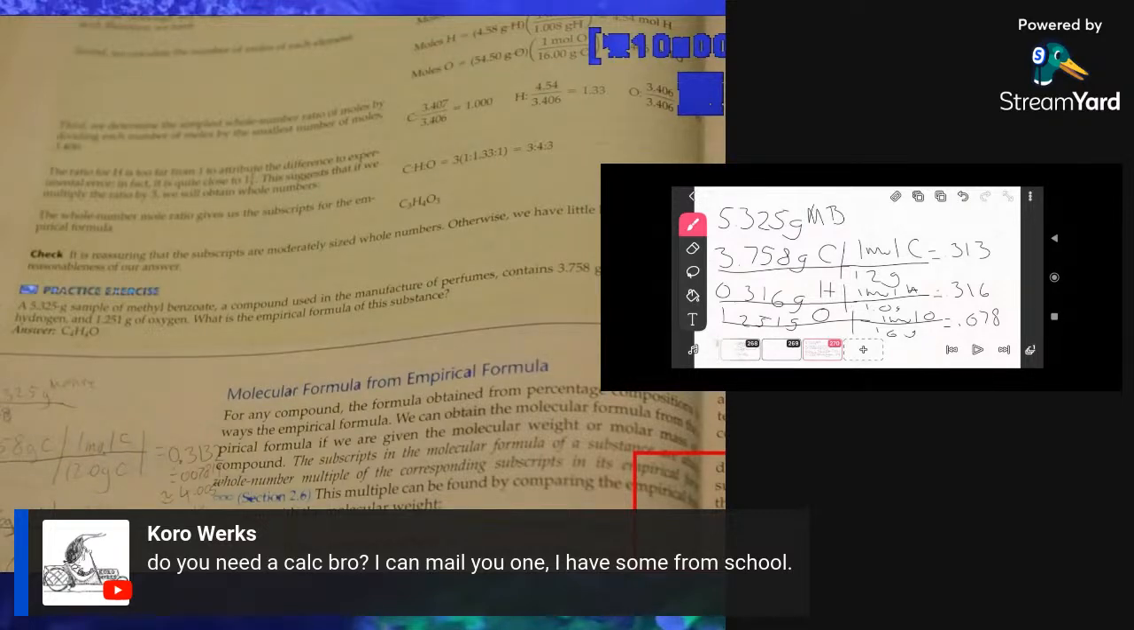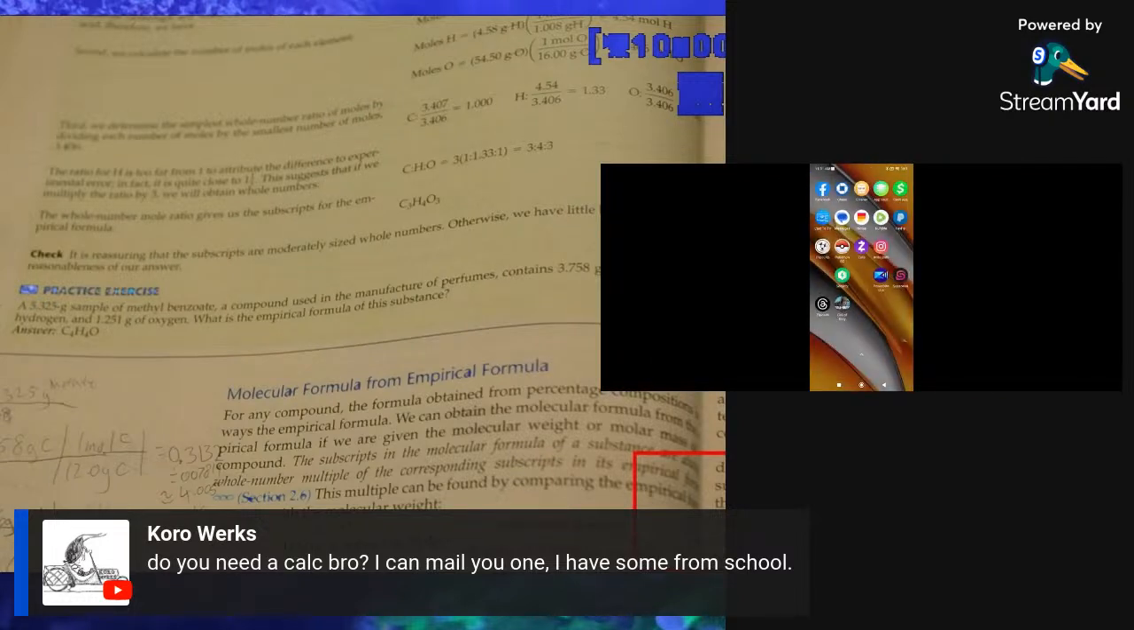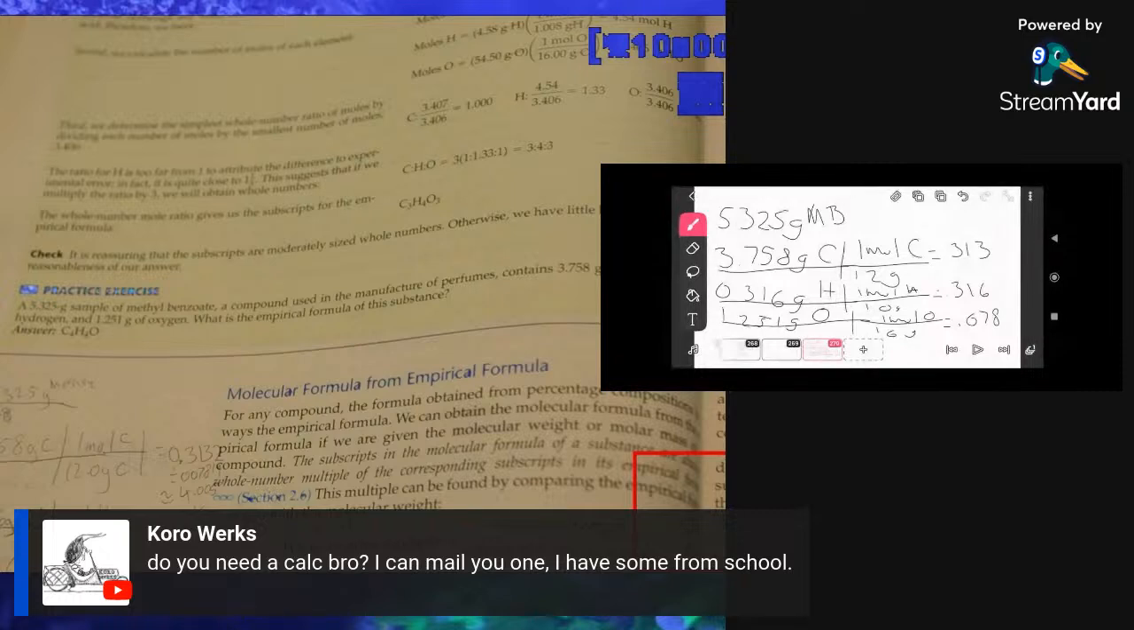I could write down the whole thing, but sorry guys, I'm using the app, and the app really sucks for doing calculations. Oh shit. All right, but anyways, let's keep going.